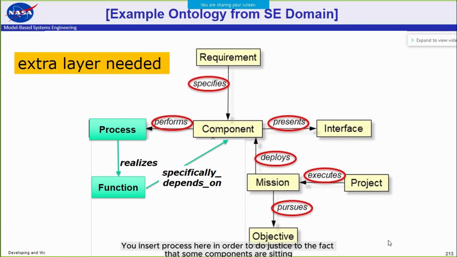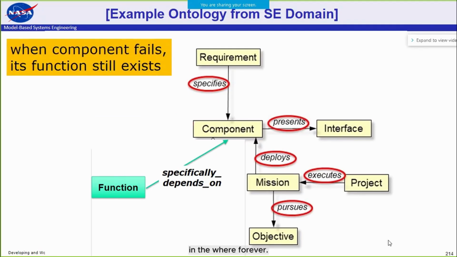You insert process here in order to do justice to the fact that some components may be sitting in the warehouse forever. And when the component fails, its function still exists. So if it becomes rusty or fails, it was designed to do a certain thing, that's what it's supposed to do, that's its function. And it's still its function, even if it fails, provided other instances of the same type succeed, we still know that this component has this function.